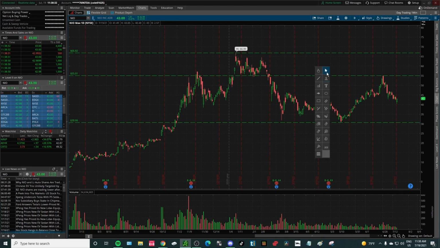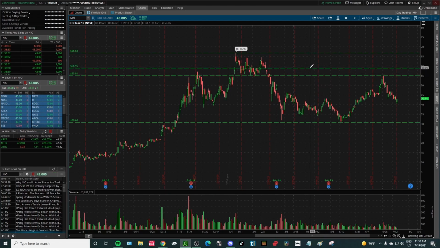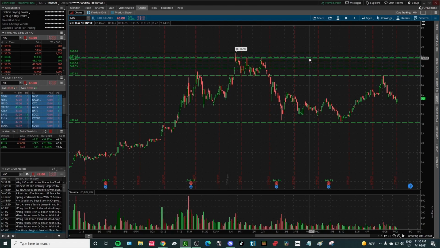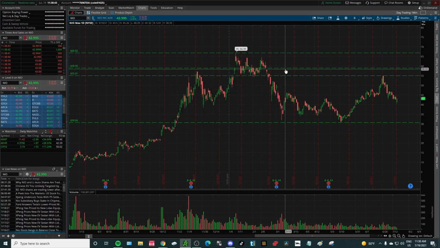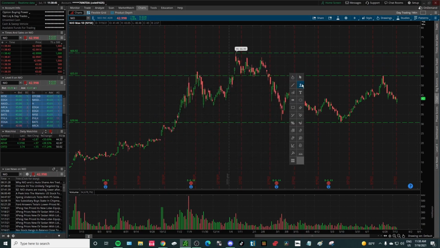I don't like to put so many, because you can obviously put, oh, there's one right here, there's one right here, there's one right here. I don't like doing that. There's too much there. You only want to identify the key levels when you're doing these.